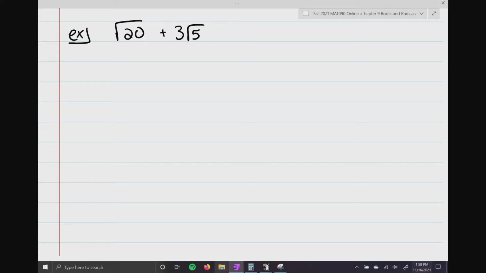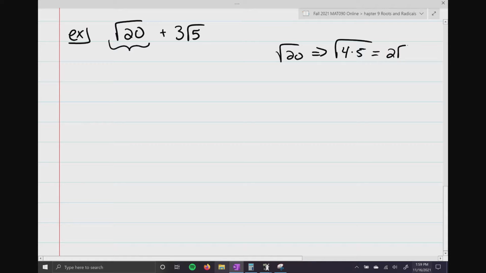So I'm going to look at the square root of 20 first. Square root of 20, we know, is the square root of 4 times 5, which is going to be 2 square roots of 5, and we simplify.